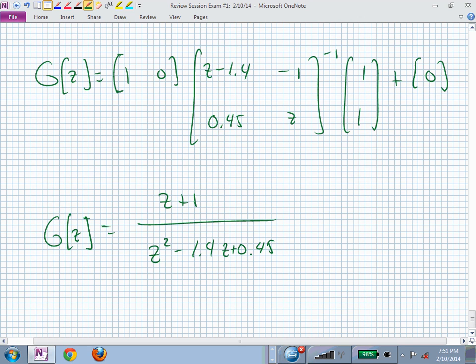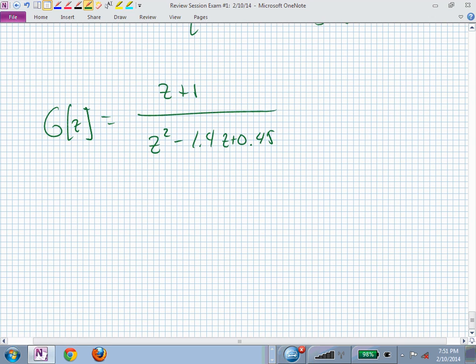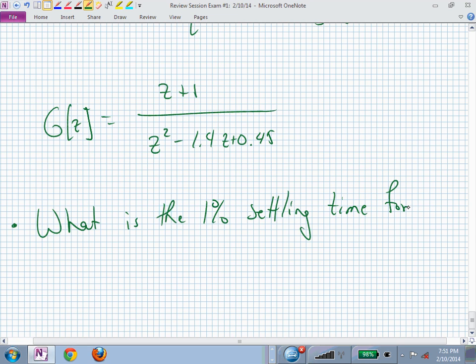Now we might ask another question. What is the 1% settling time for this system? Now, isn't this fun? I told you at 5 a.m. Still going. What's the 1% settling time for this system? Is it clear what I'm asking?